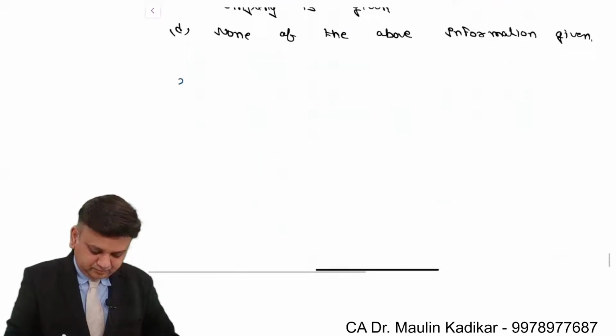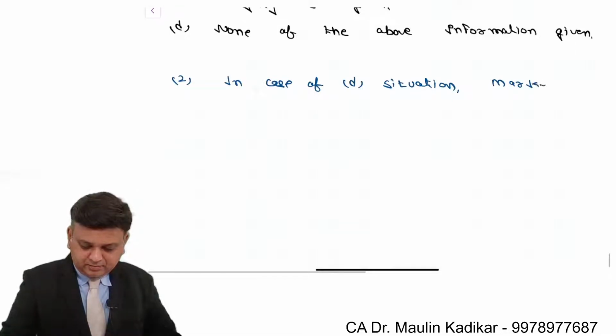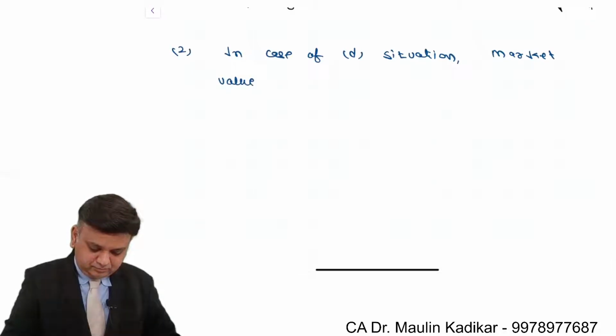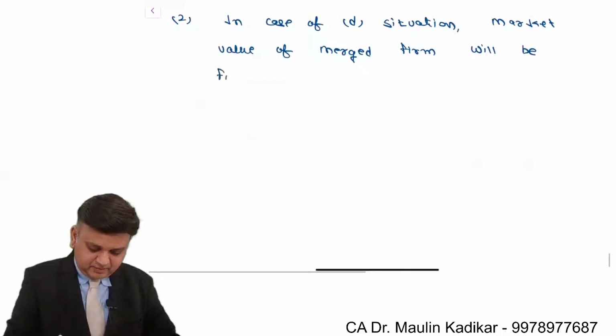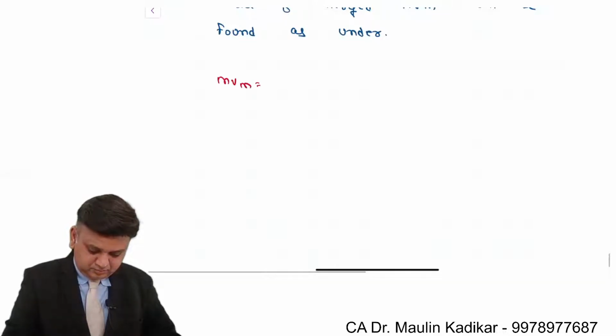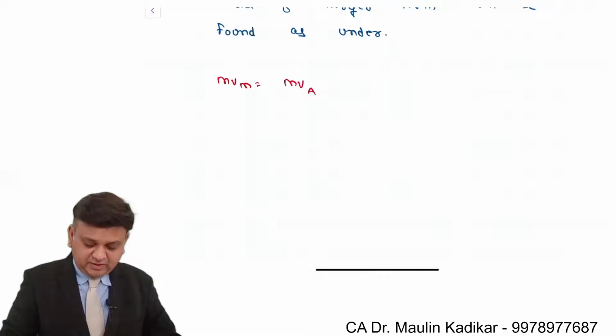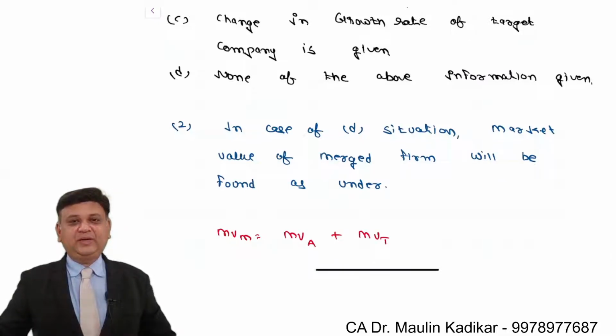Second point: in case of D situation, market value of merged firm will be found as under. Write market value of A plus market value of T. Doing this, the market value of the merged firm will be calculated.